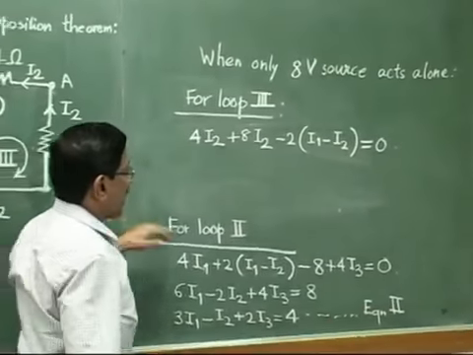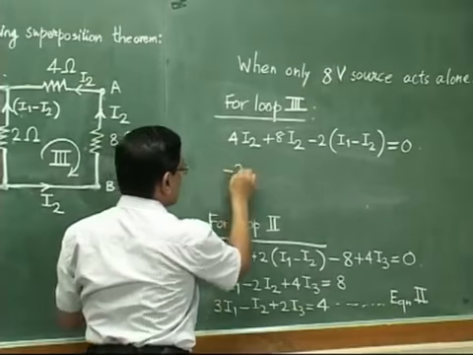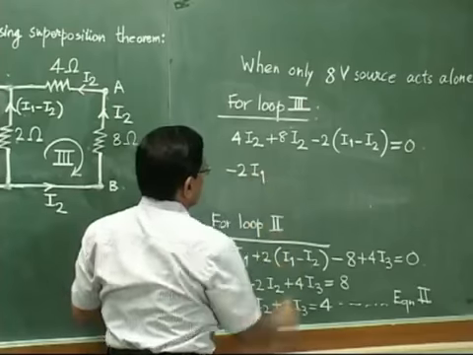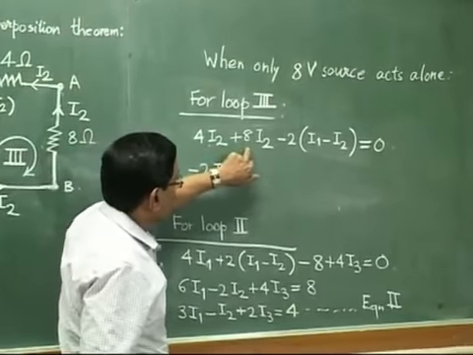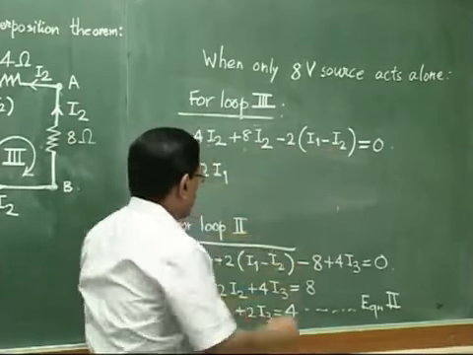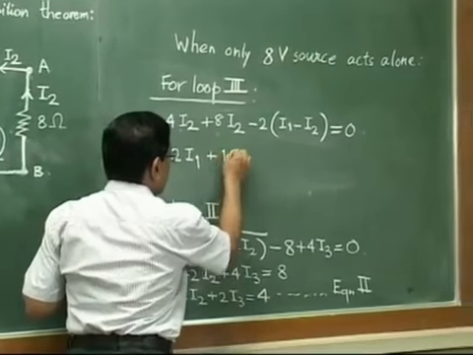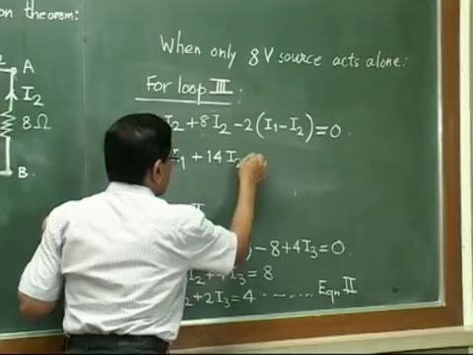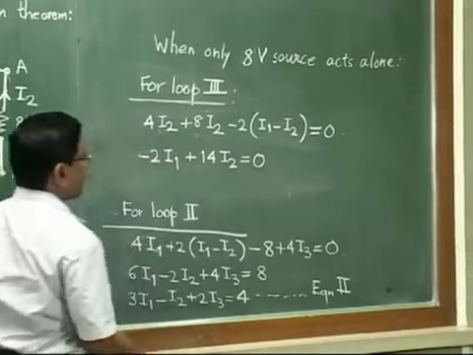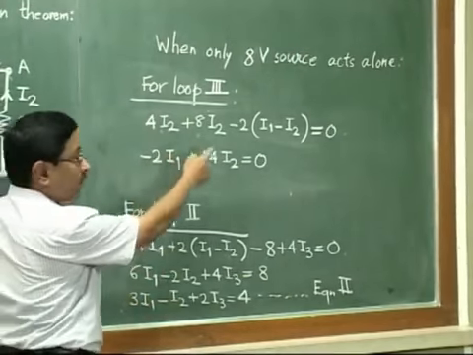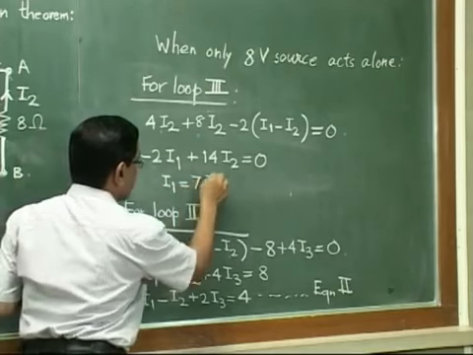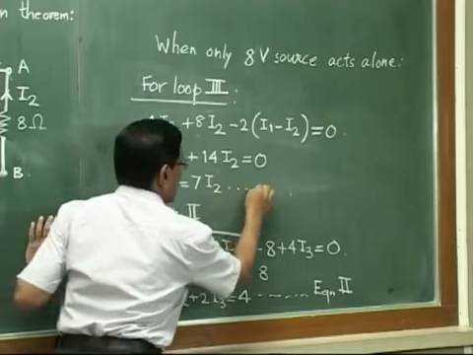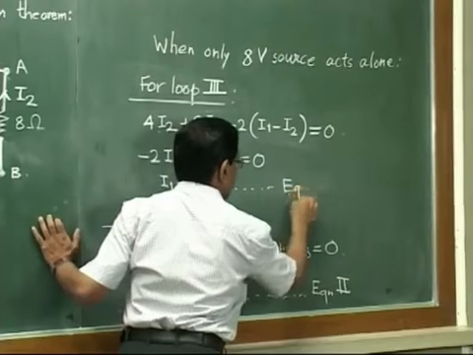And let us simplify it. I1 term, minus 2I1. I2 terms, 4I2 plus 8I2 is 12I2, 12I2 and plus this 2I2. So plus 14I2. This all equal to 0. Further you can simplify. It will be 2I1 equal to 14I2. So I1 equal to 7I2. So this will be our equation 3.